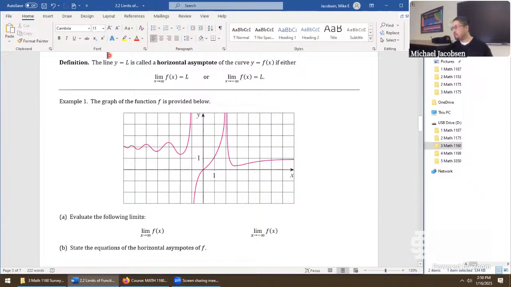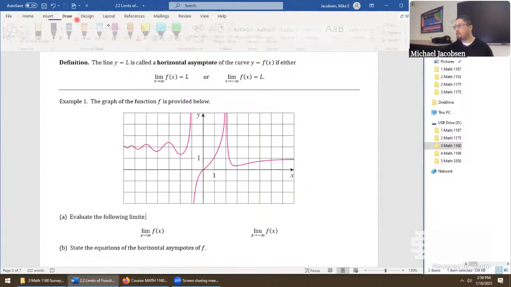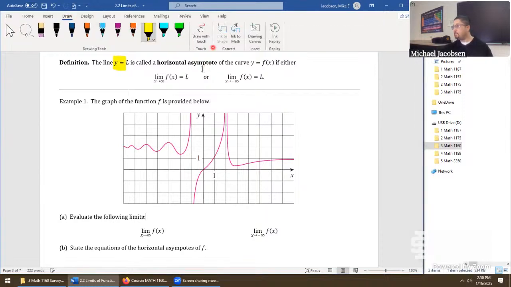So it says here, the line y equals L is a horizontal asymptote of the curve if either the limit as x goes to infinity comes out as L, or the limit as x goes to negative infinity comes out to L as well. So the idea here with this definition is a horizontal asymptote is synonymous now with either one of these limits having the value L. So let's connect those dots on example one.